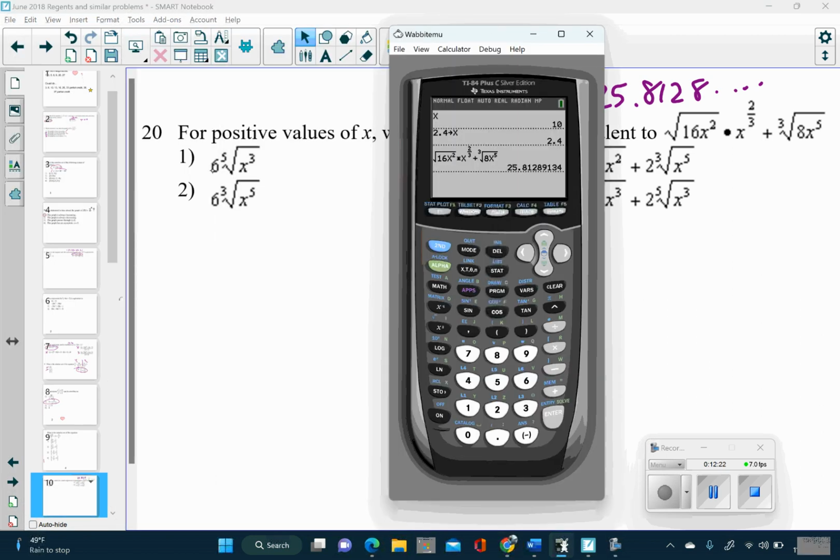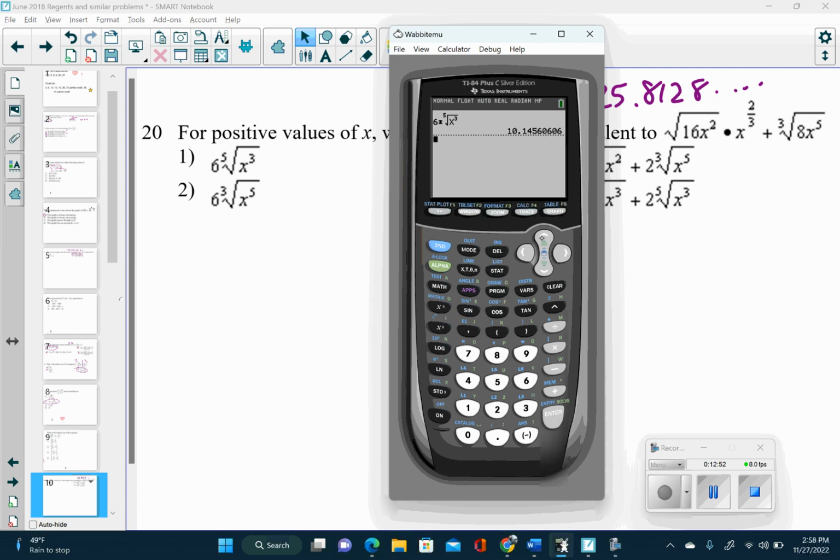So I have 6, and then I'm going to do the 5th root. So math, option number 5 allows me to put, okay, that's not what I want. Okay, so let's put my 6 here. Let's put a times here. And then I'm going to do math, option number 5. There we go. So now I can put the 5th root of x to the 3rd. And I want to look for that 25 point something number.